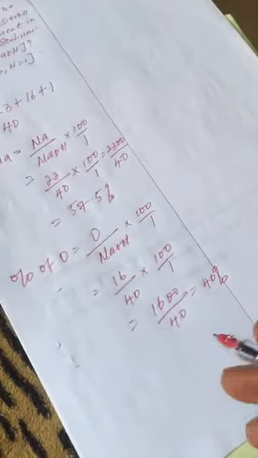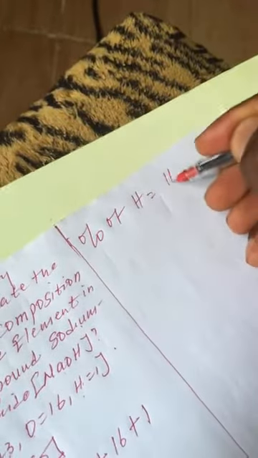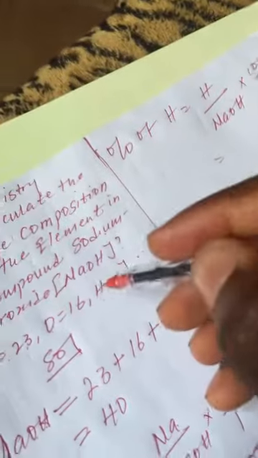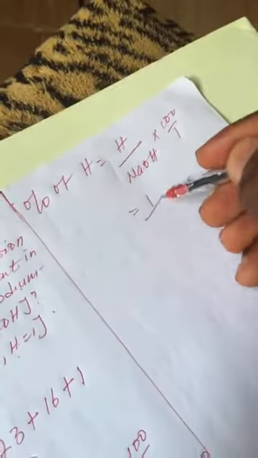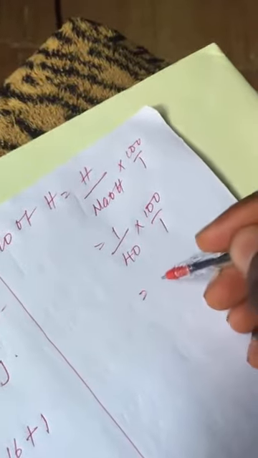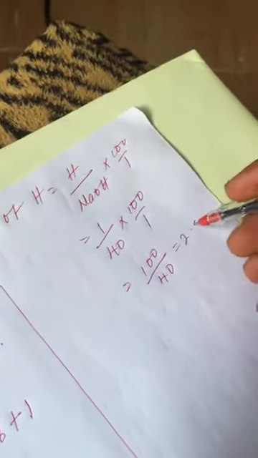Then let's proceed further to look for the percentage composition of hydrogen, which is the H. It is equal to H over sodium hydroxide times 100 over 1. The value for H in this question is 1, so we have 1 over 40 times 100 over 1. If you multiply out, we'll have 100 over 40. And if you work this out, we'll have 2.5%. Now we are able to solve the percentage composition for hydrogen, oxygen, and sodium.